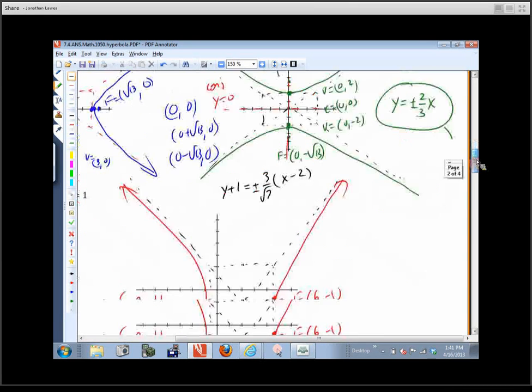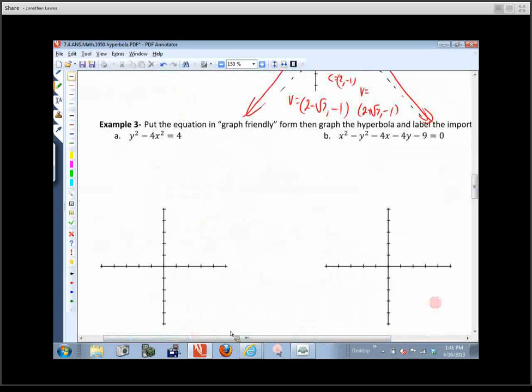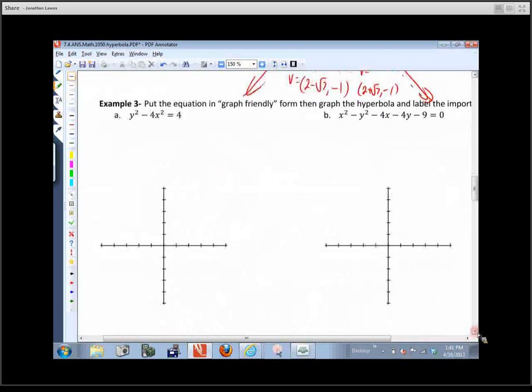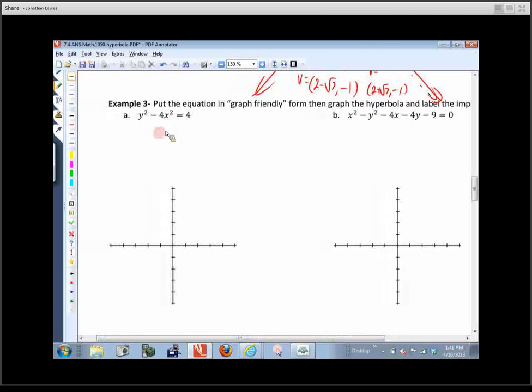Okay. Let's come down here. We'll do both of these. It says, put the equation in graph-friendly form and label the important parts. So let's look at this one right here. Similar to when we graphed an ellipse. In fact, if you had to say, really, what's the difference between a hyperbola and an ellipse? Just the plus or minus in between there. You put a plus here, you've got an ellipse. With those being different signs, one positive, one negative, it's going to be a hyperbola.